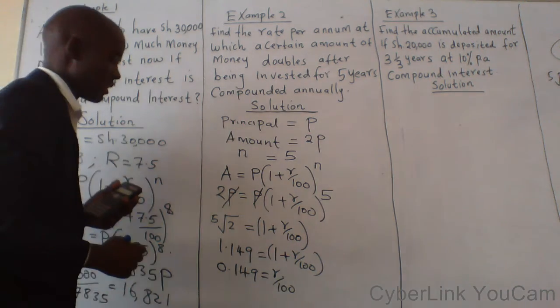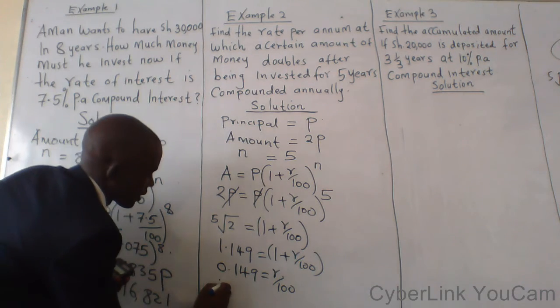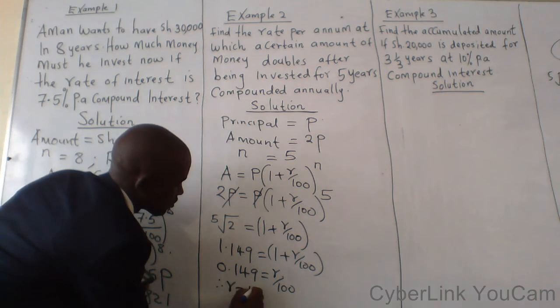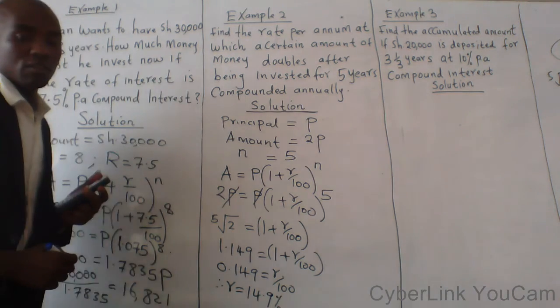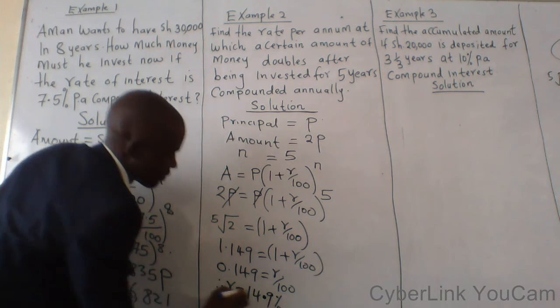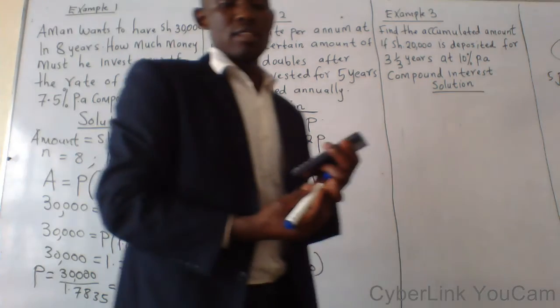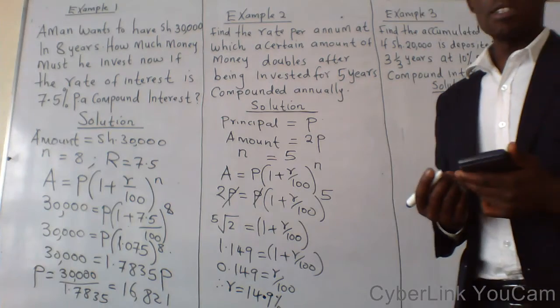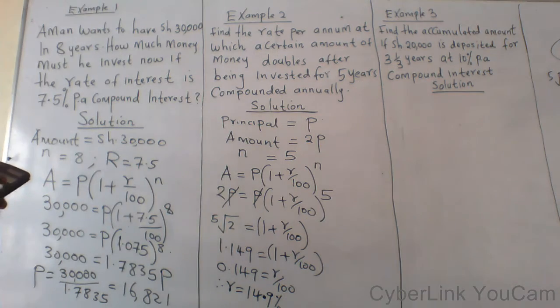So if you multiply both sides by 100, therefore our R will be equal to 14.9%. 14.9% will be the answer. If you multiply both sides by 100, you will get your rate as 14.9%. We go to the next example.